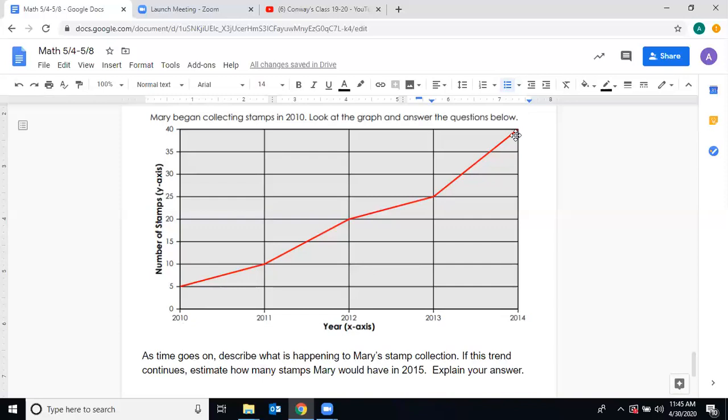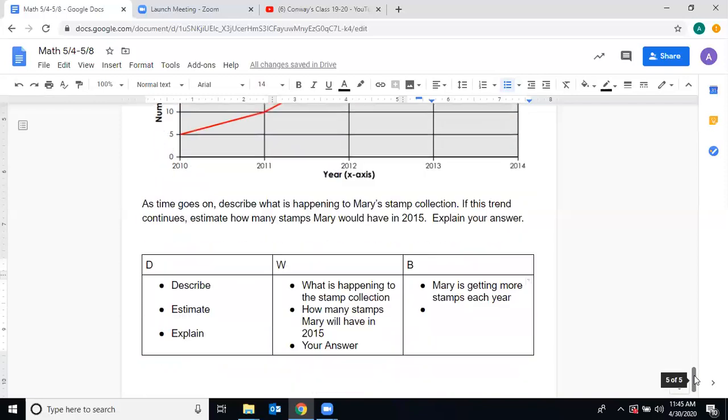So what do you think would be a good number? I would say between 5 to 15 more stamps. So you can pick a number and explain why you think that she would have that many, but it looks like it goes up by 5, 10, or 15 each time. And then you have to explain your answer. Why did you think that? Well, that's all up to you because I don't know what number you're going to choose.